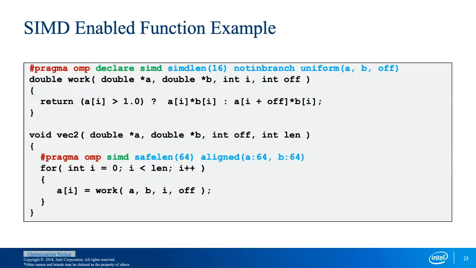That uniform statement that you see on the top of the declare simd function indicates that a, b, and offset have constant value through the execution. That's just the base address of a and b are not going to change through this execution, and the offset is not going to change through the execution. It just helps OpenMP generate the right code for that vectorized function.